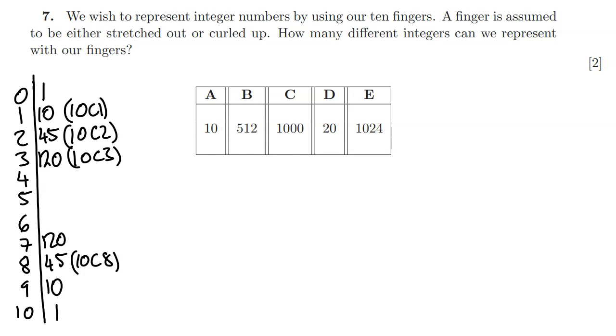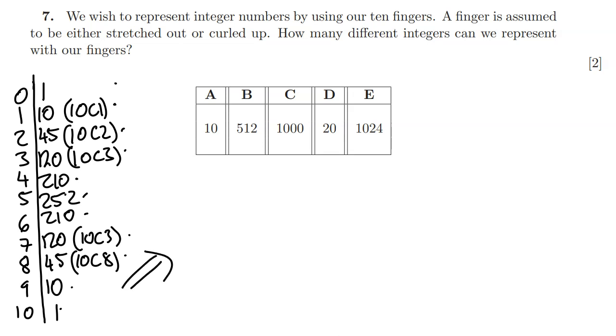Similar for 7. Again, 7 is just the absence of 3 fingers, which, as far as this question is concerned, is the same as using 3 fingers. 4, I think you get the idea. I'll just fill in the numbers. And then 5. So now we've got all the different combinations that you get when using each of these fingers. Then if you just add them all up, what do you get? 1024. So the answer is E.